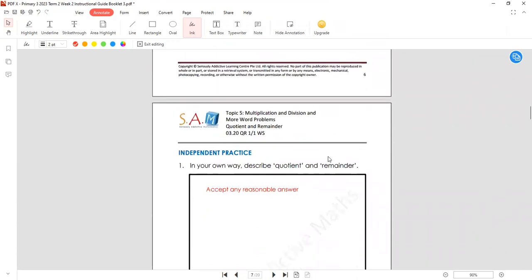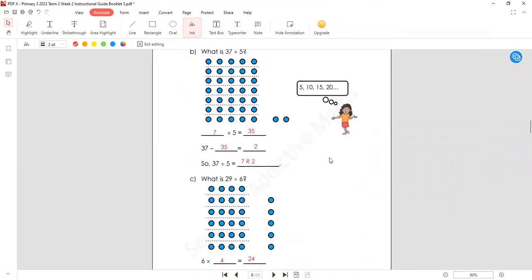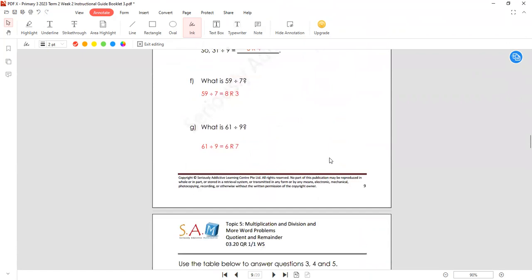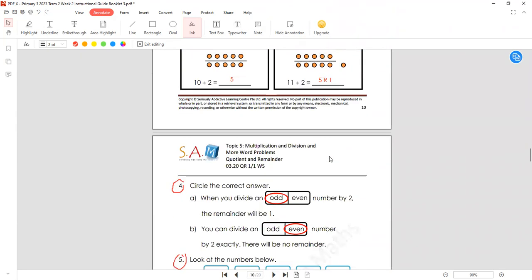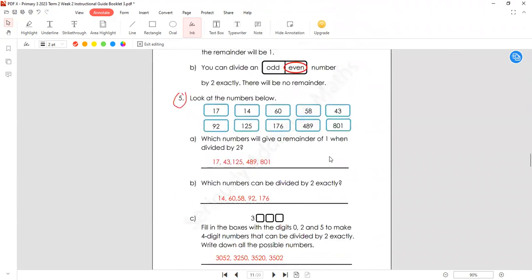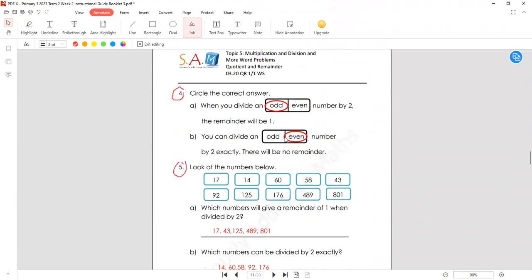And then that's it for the guided practice. Then I would say skip some of the questions here, and I would like you to move all the way to page 11. Okay, this is one level up. So they can notice when you divide an odd number by 2, the remainder will be 1. So tell them, odd number divided by 2, this is the knowledge here. And when you divide an even number by 2, there'll be no remainder. You can demonstrate a few numbers for them.